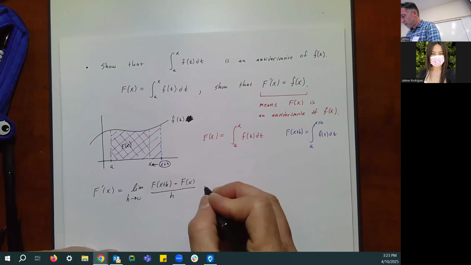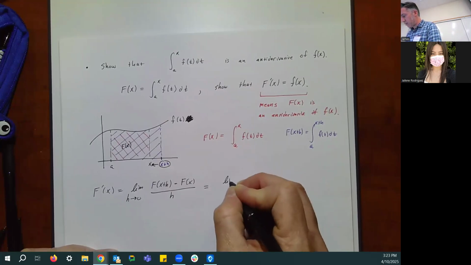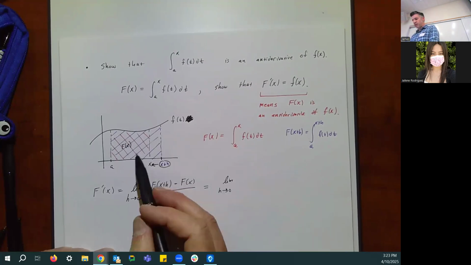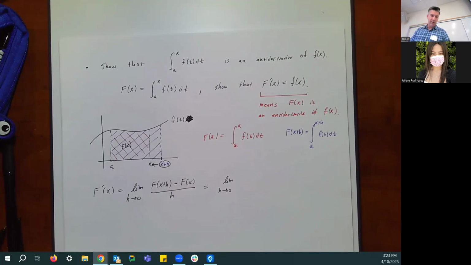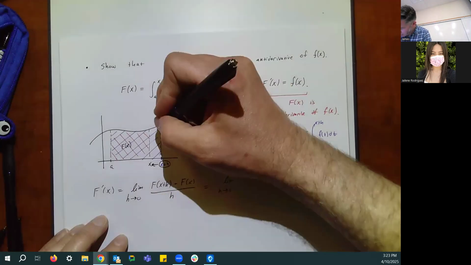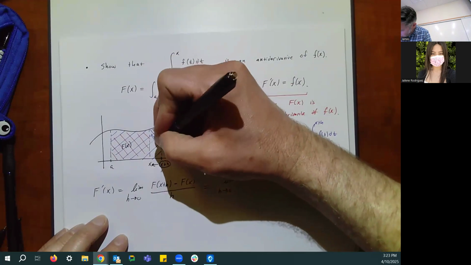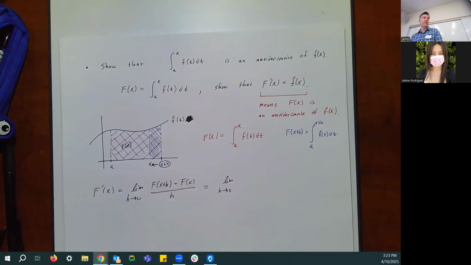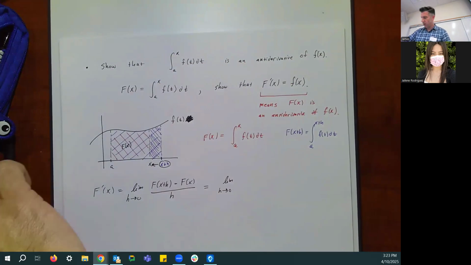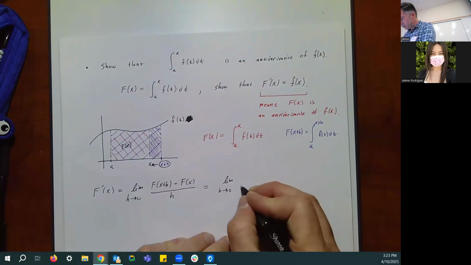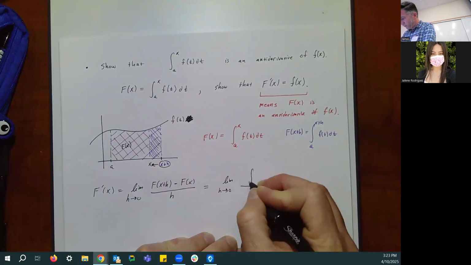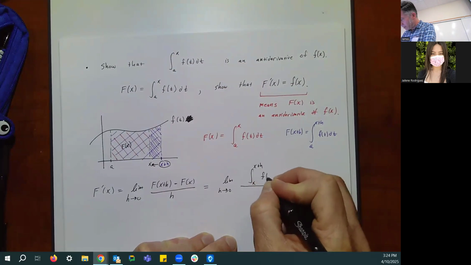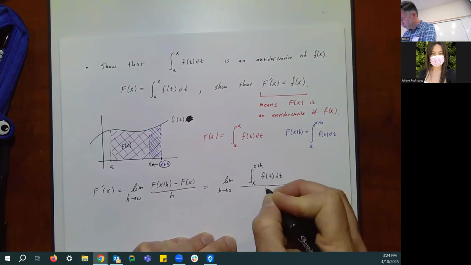So I'm going to rewrite this as the limit as h goes to 0 of, well, the blue area minus the red area is just this leftover purple area. That's your capital F of x plus h minus capital F of x. Or as I'm going to write it in just a second here, it's the integral from x to x plus h of f of t dt.